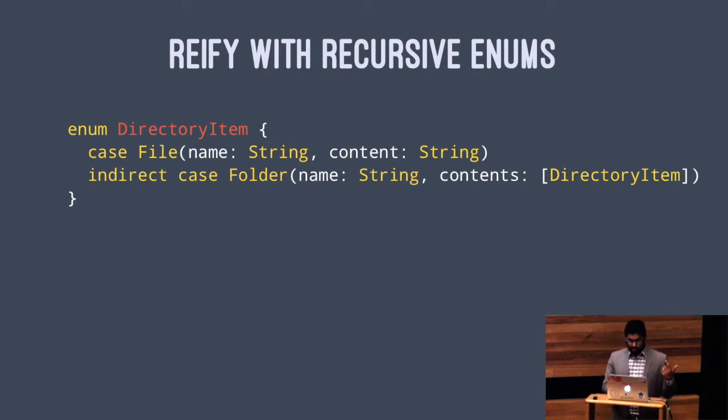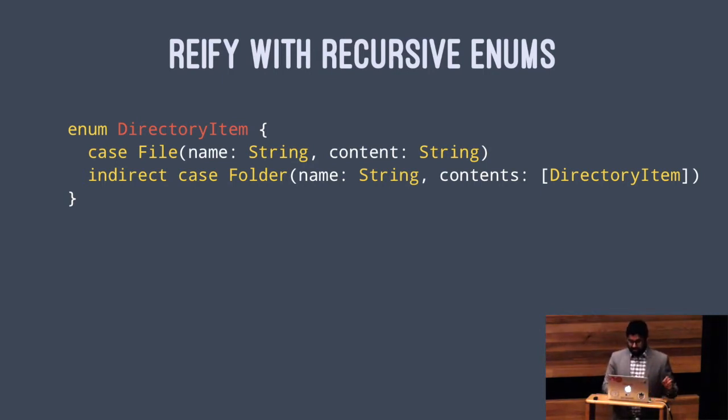It has two cases. One is a file and one is a folder. The file just has a name and some contents. The folder has a name and it has a recursive callback to directory items. So it's basically an array of directory items, so it could be any mix of files and folders.